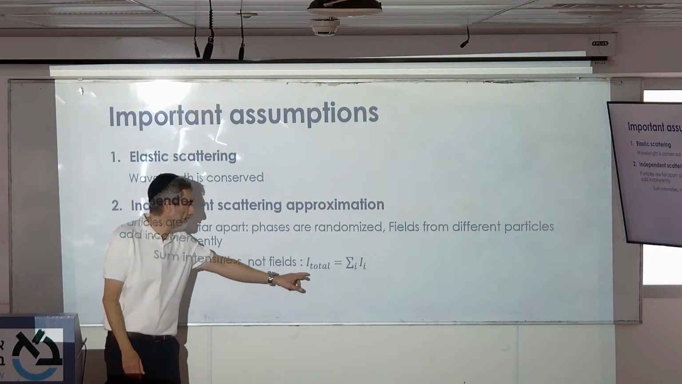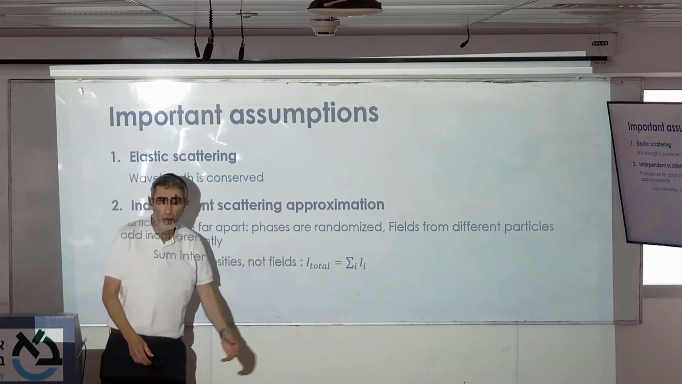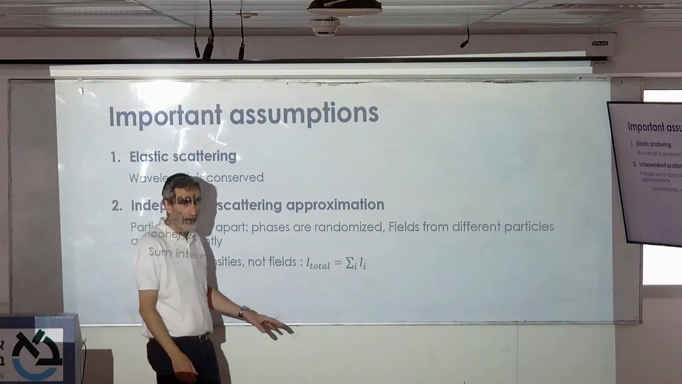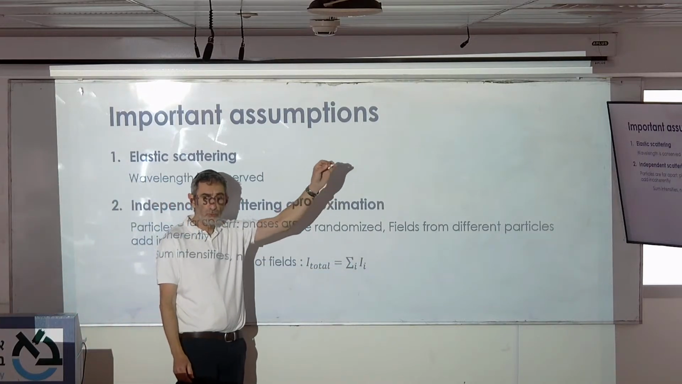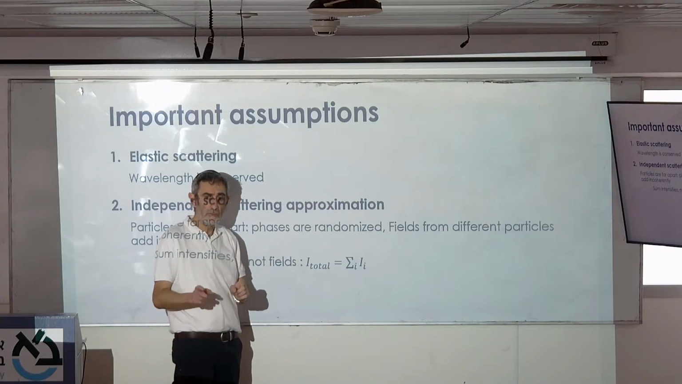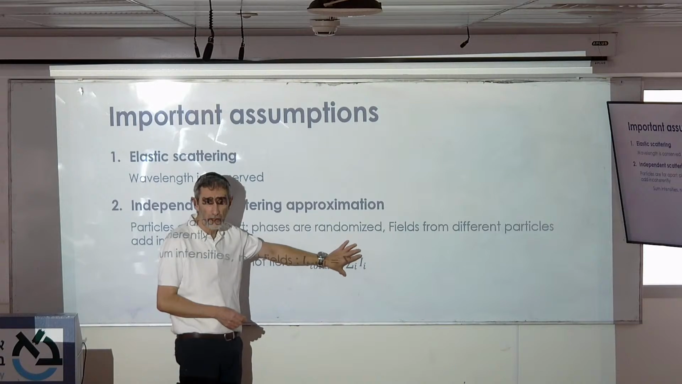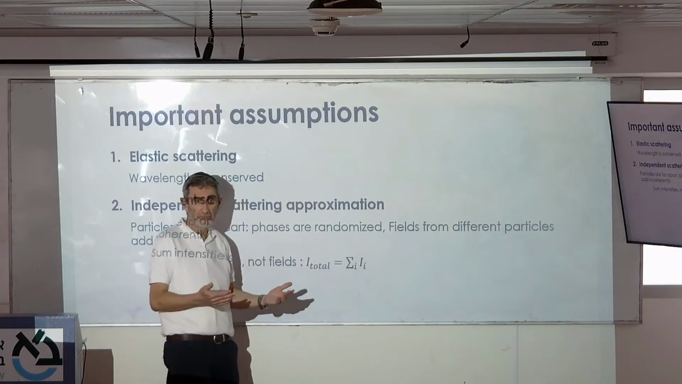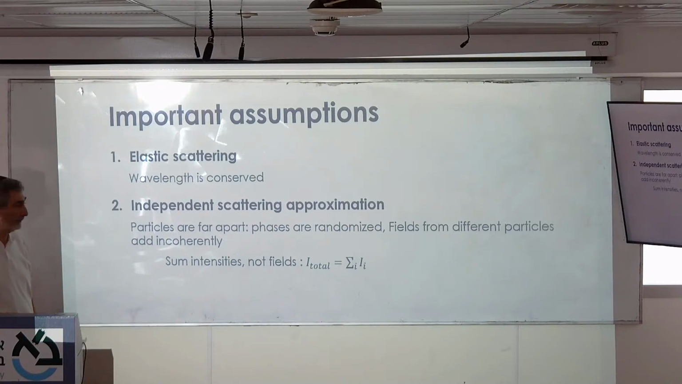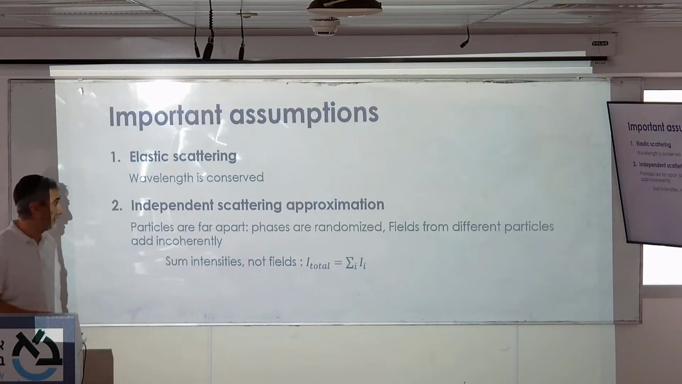So the total intensity scattered is the sum of the intensity scattered by each scattering center. At some point you measure the intensity, and this is the sum of the intensity scattered by each of the scatterers. So this is called an incoherent sum. You don't consider the interference effect between all the contributions. So it's a strong assumption here for sure.